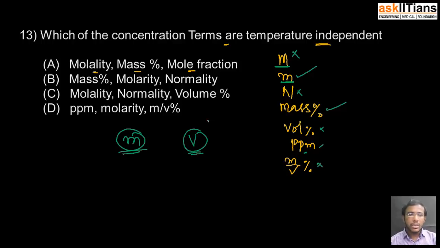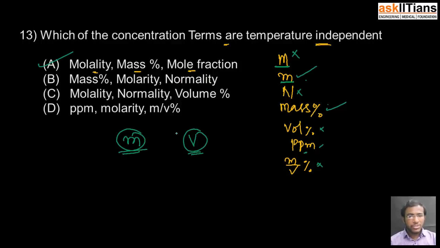Okay, so let's see the options: molality, mass fraction, mole fraction. Molality, mass fraction, and even mole fraction don't have any volume term, so these are also temperature independent. So just A is going to be the correct option.